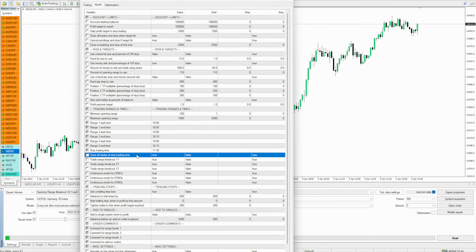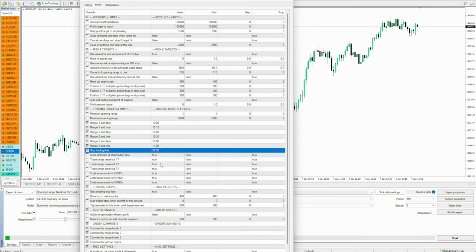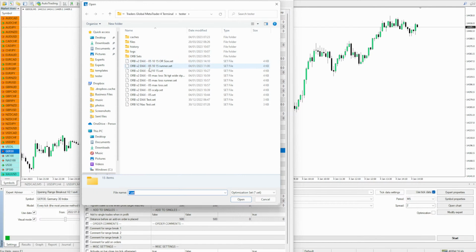Close all trades at stop trading time set to true. This I would always recommend you keep on. Basically, as soon as you get to that end time, it will shut all positions and cancel all pending orders. The reason for that, and the reason I have it set at 10:30, is, let me just load up a set file. One sec.